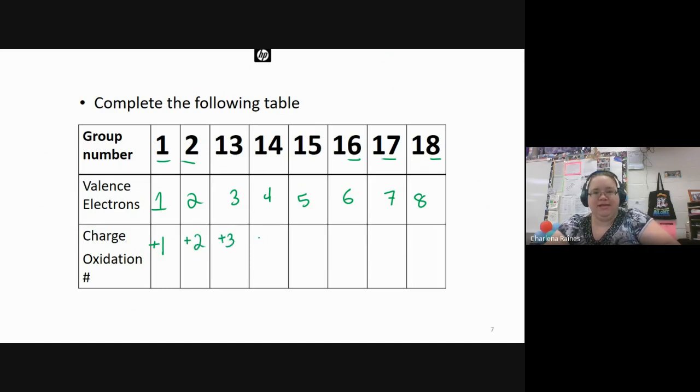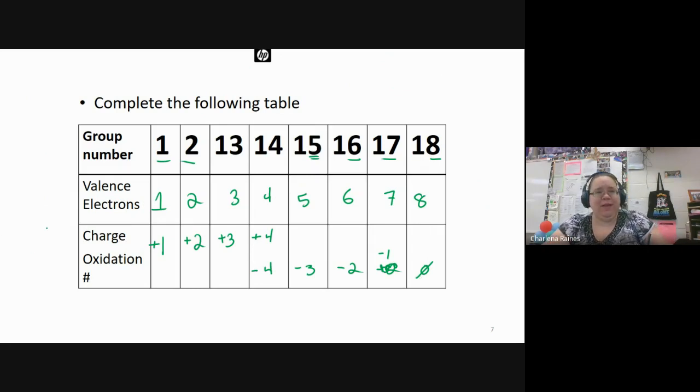Group 14 is the group that can go either way because it is halfway from one end to the other. With group 15, I now have 5 valence electrons, and it is easier for it to go out and steal 3 electrons. So we kind of start counting down till we get to our group 18, which is our noble gases, and they don't form ions. They don't typically form bonds.